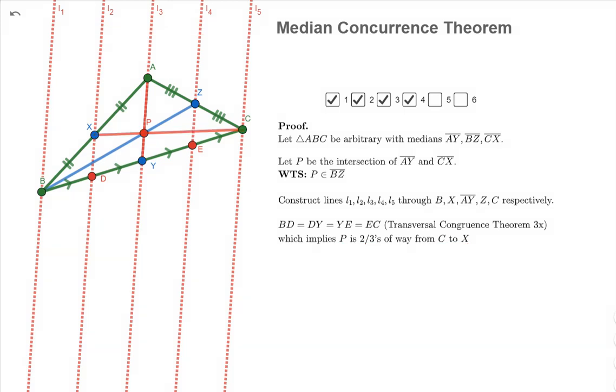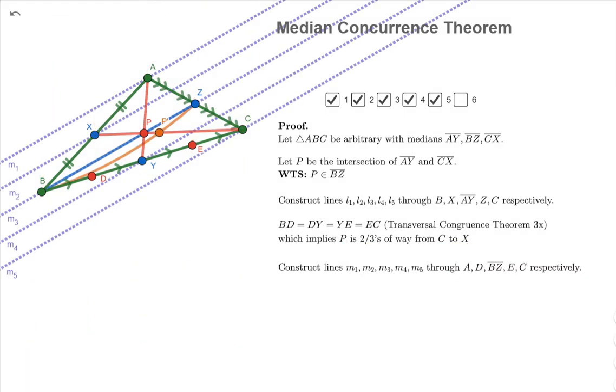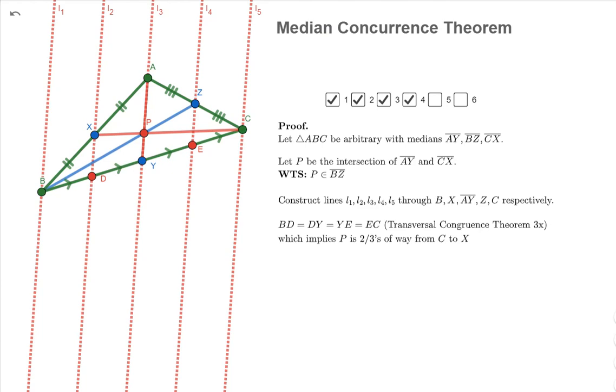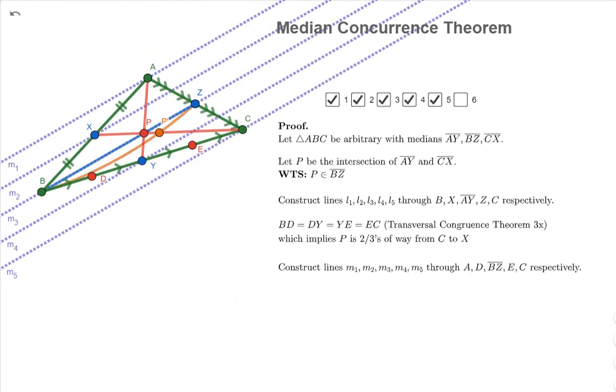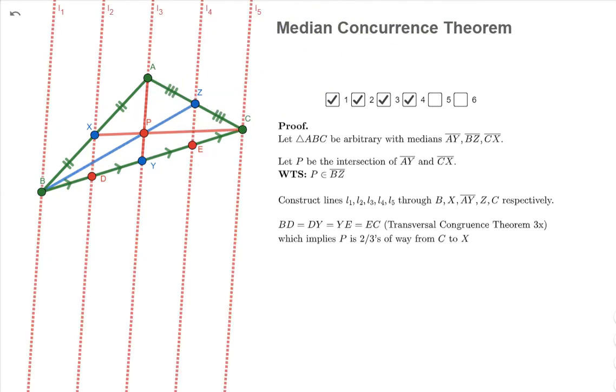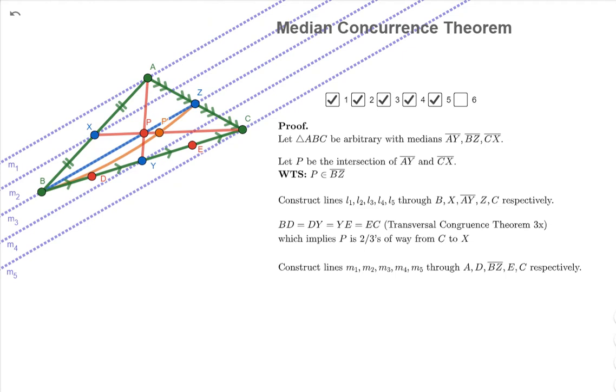Let's clear the drawing again. Now, I've done a couple of things. I'm going to draw parallel lines again in the exact same way as before. So you see the parallel lines M1, M2, M3, M4, and M5. I've also drawn this orange potential segment. In orange here, I've put what might be possible. What if the median BZ doesn't actually cross through that point P? What if it goes across the line segment CX in some other place, P prime?